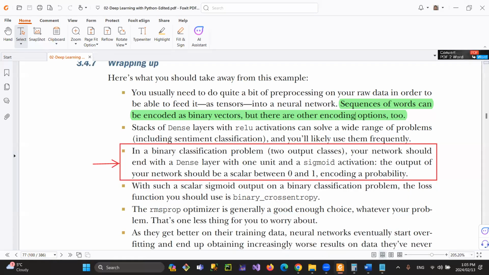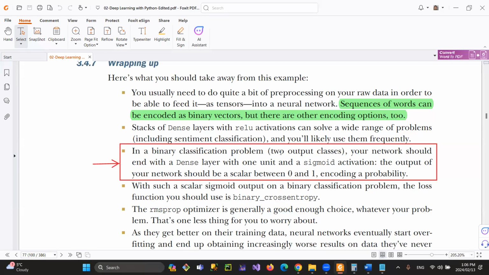The other thing it says is that stacks of dense layers with ReLU activation can solve a wide range of problems, so it's less headache for us. Mostly we use ReLU for intermediary or hidden layers. In a binary classification problem, when we have two outputs, technically we don't have two outputs. Some people say whenever you have just one output, we call it binary classification, like cat or not cat, not cat or dog. Some people very much insist.